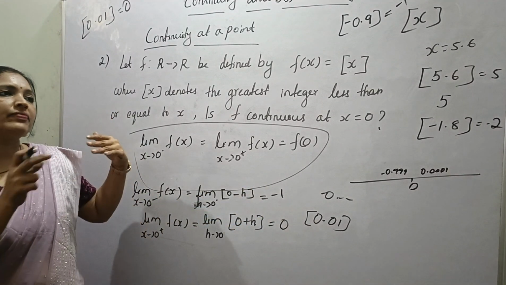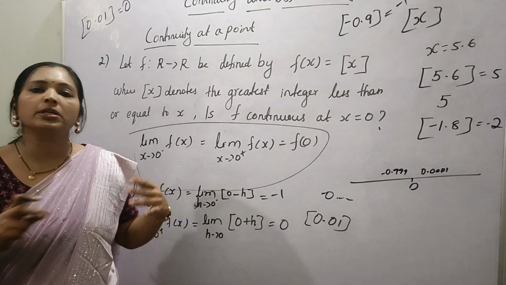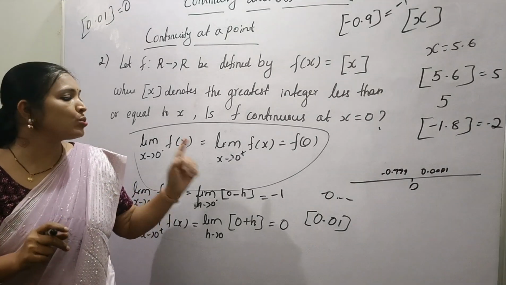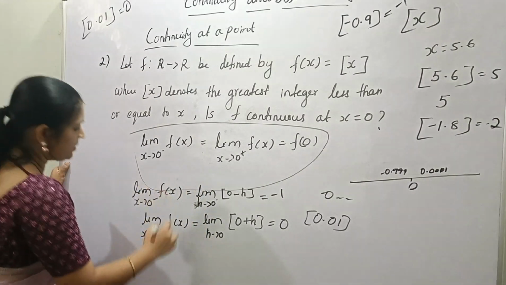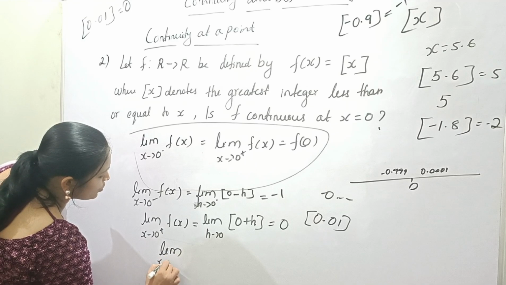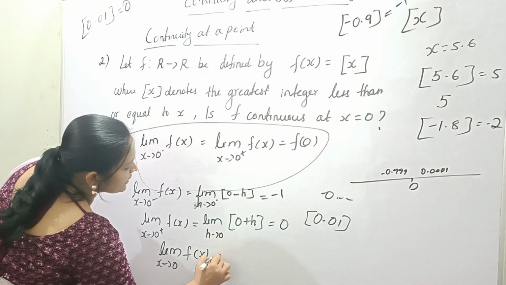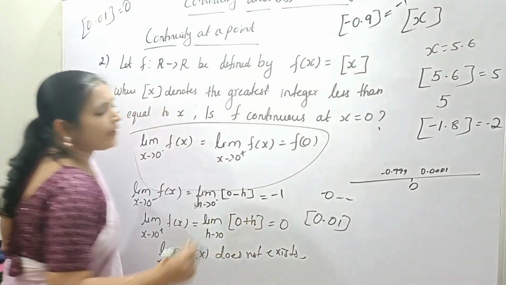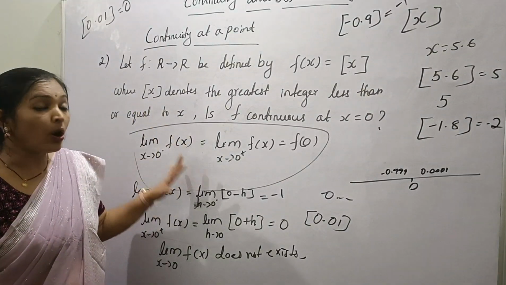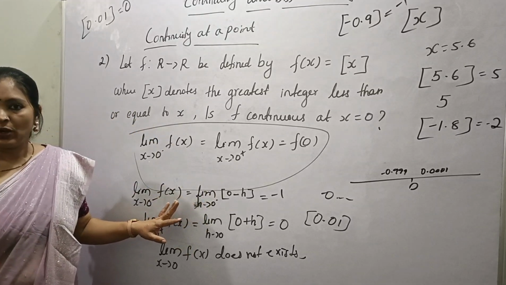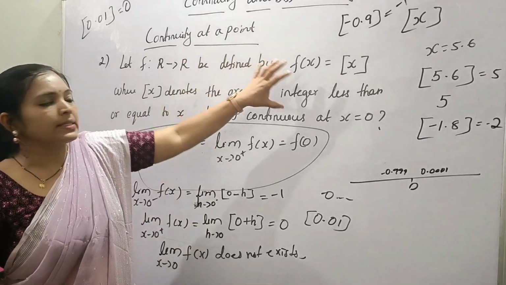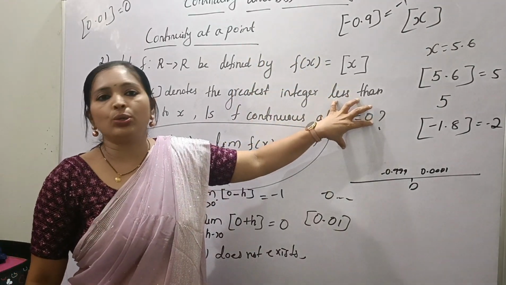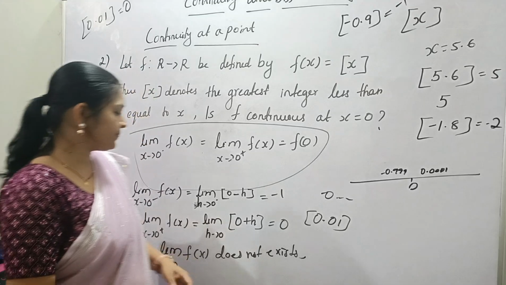We have got the left hand limit and right hand limit different, right? So therefore we say limit x tends to 0, f of x does not exist. Therefore, the given function, that is the greatest integer function, is not continuous at x is equal to 0.